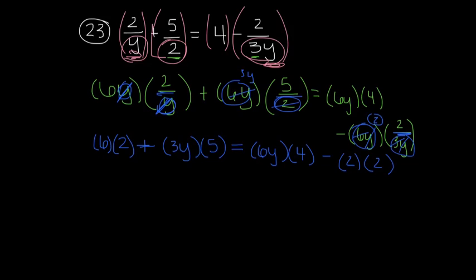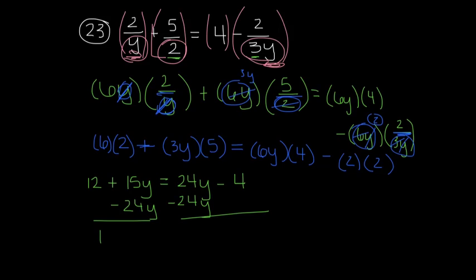If I simplify this now, 6 times 2 is 12, plus 3y times 5 is 15y, equals 6y times 4 is 24y, minus 2 times 2 is 4. Do my rearranging now, which we should be getting pretty good at. Minus 24y, minus 24y. So this gives me 12. And then I have a positive 15 minus 24, which gives me negative 9, or minus 9y, equals my negative 24's cancel, and I get negative 4.